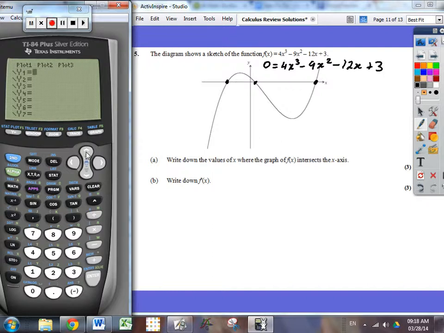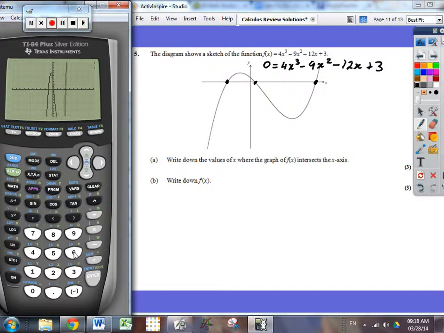Alright, 4x cubed minus 9x squared minus 12x plus 3. And I'll put it on a regular viewing window, zoom 6.